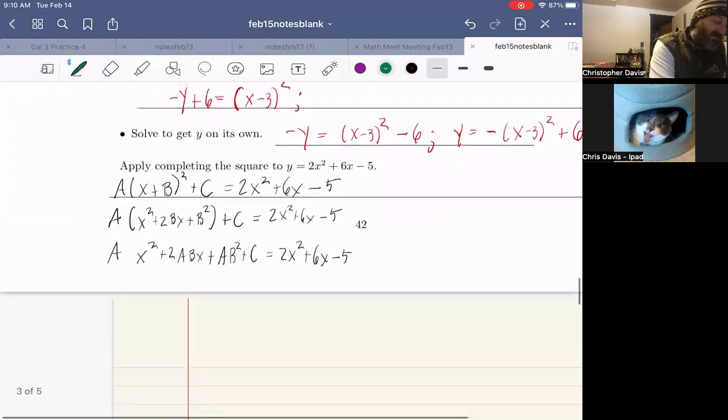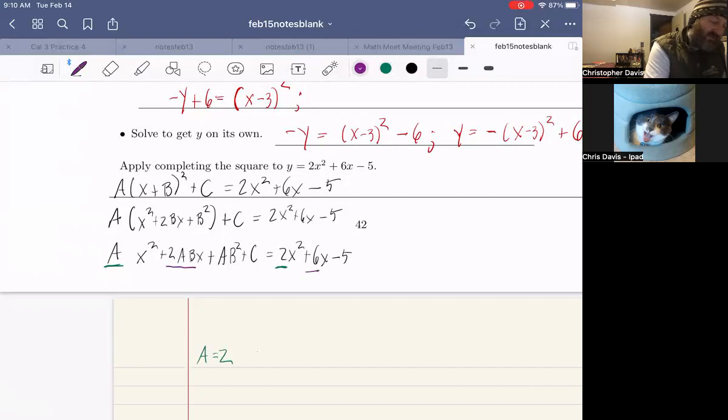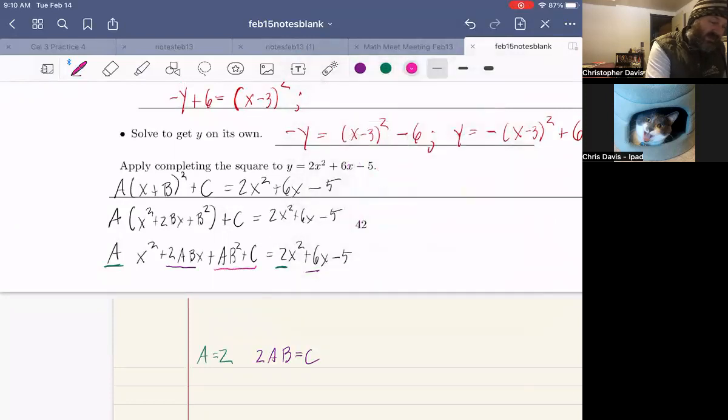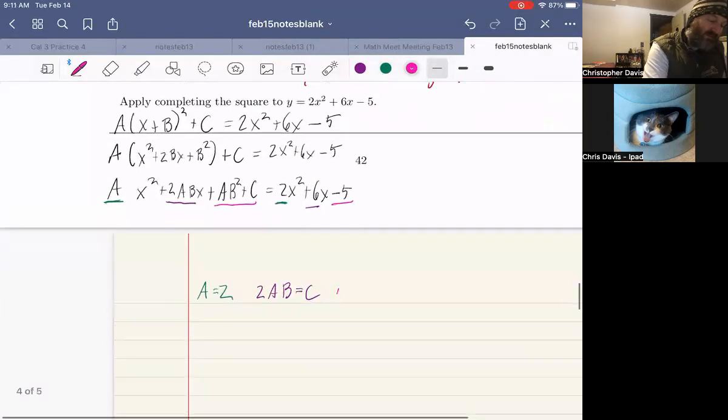And now set things equal to each other. So it looks like a has to be equal to 2. It looks like 2ab has to be equal to 6. It looks like ab squared plus c has to be equal to negative 5.